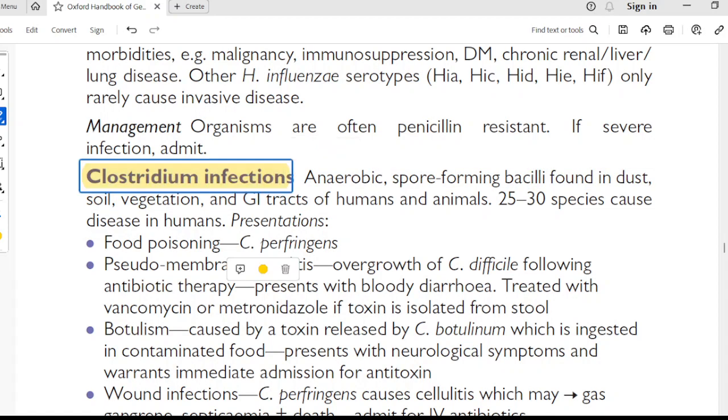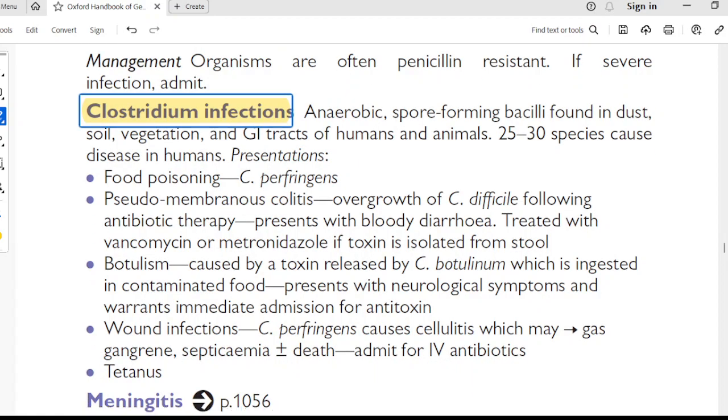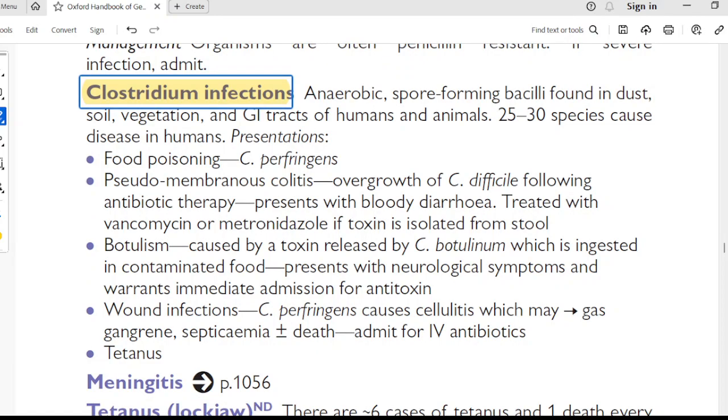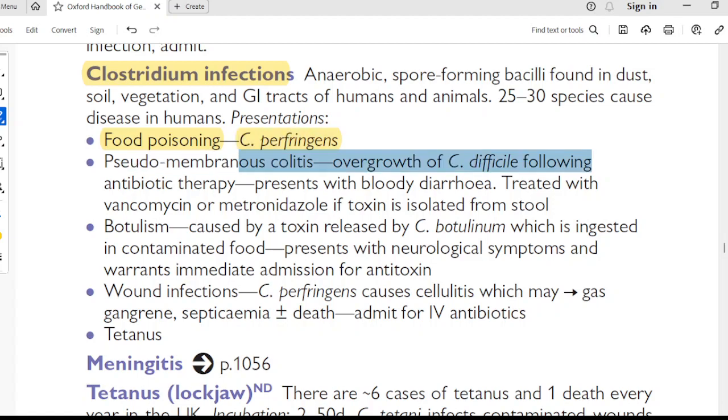Clostridium infections: anaerobic spore-forming bacilli found in the dust, soil, vegetation and GI tracts of humans and animals. 25 to 30 species cause disease in humans. Presentation is food poisoning: Clostridium perfringens causes food poisoning. Pseudomembranous colitis is overgrowth of C. difficile following antibiotic therapy, presenting with bloody diarrhea, treated with vancomycin or metronidazole if toxin is isolated from the stool. You have to isolate the toxin from the stool.